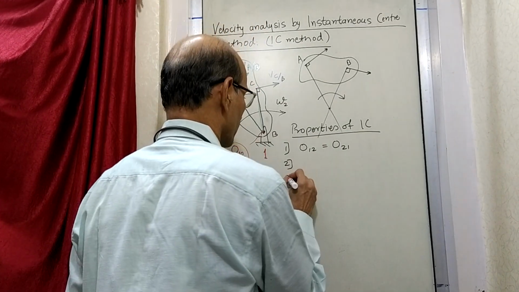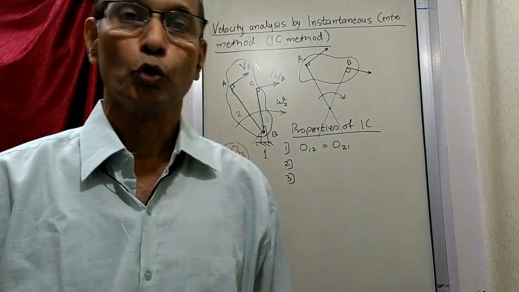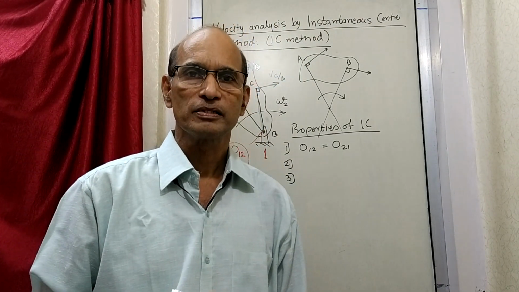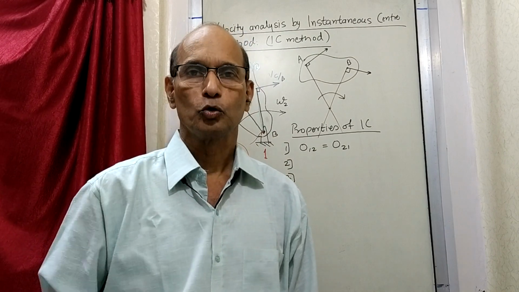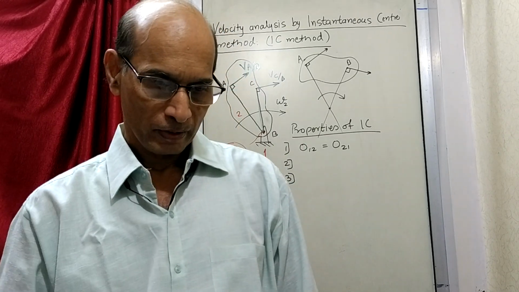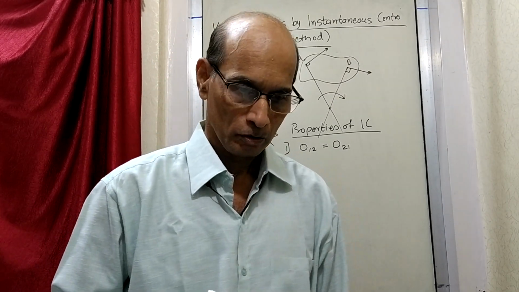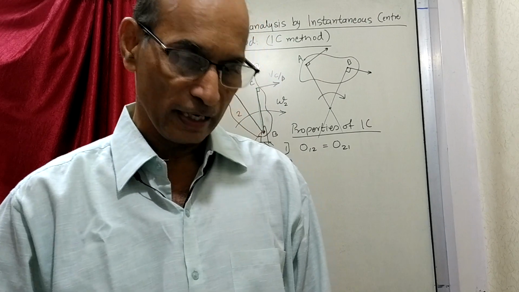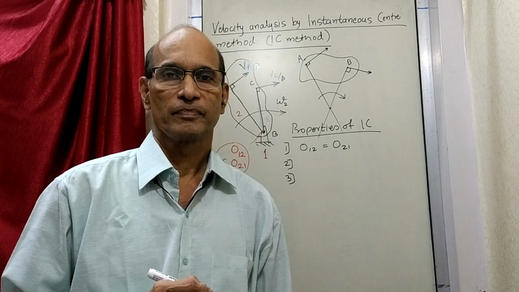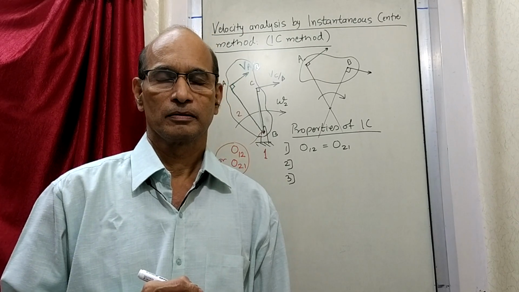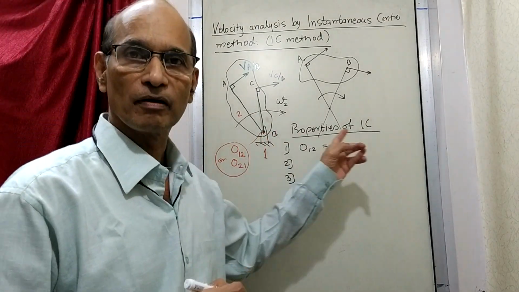Number 3: two rigid links have no linear velocity, underline the word no. Two rigid links have no linear velocity relative to each other at instantaneous center. So at instantaneous center, there is no linear velocity relative to each other.